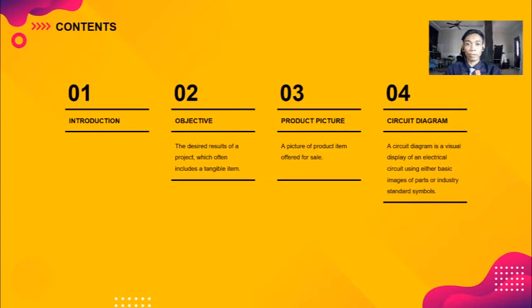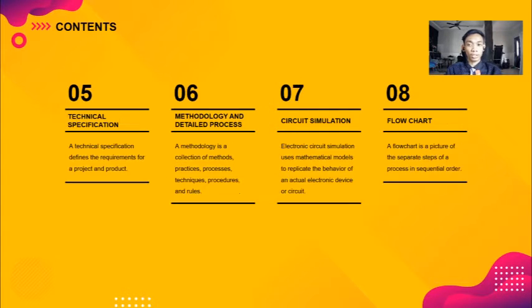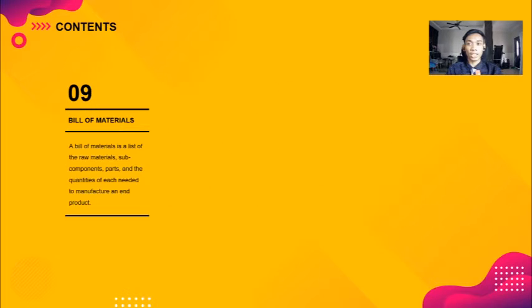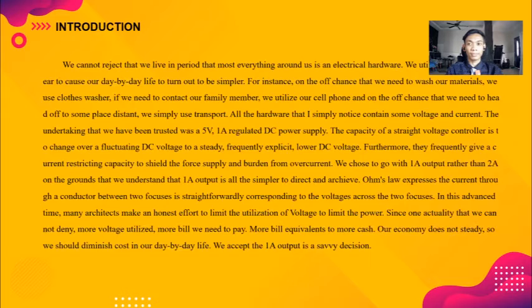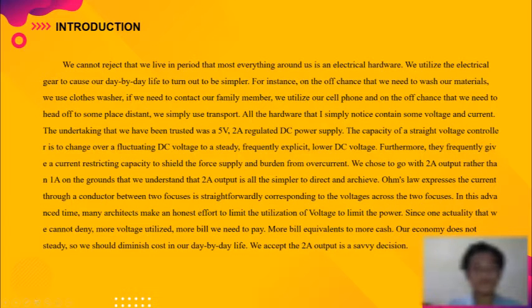So for our presentation, we will go through introduction, objective, product picture, circuit diagram, technical specification, methodology and detail process. Then we go to circuit simulation, flowchart and bill of material. So we go to the introduction. It is about our project, 5 volt, 1 ampere regulated DC power supply.